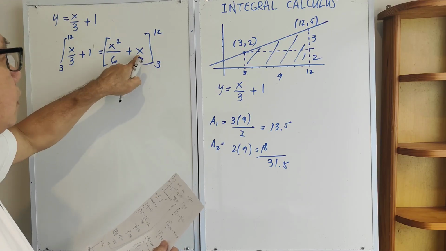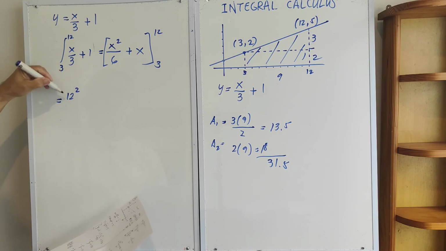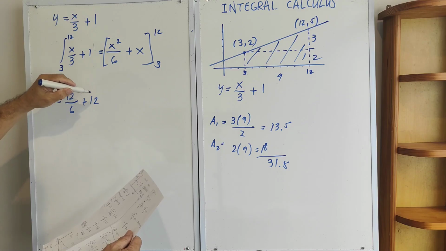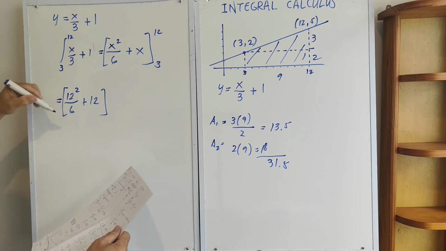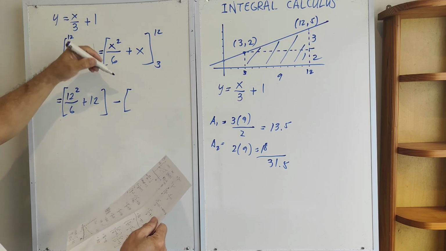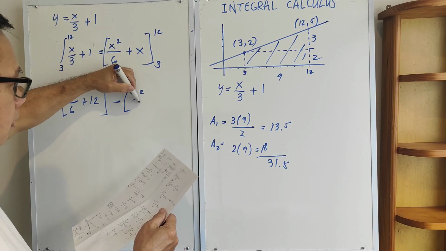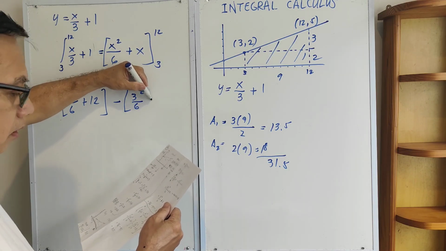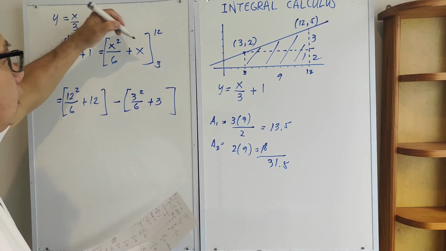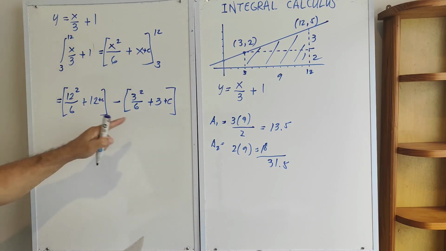First we substitute 12 for x. So that will be 12 squared over 6 plus 12, minus 3 squared over 6 plus 3. Actually, there's a plus c in here, but it will cancel out anyway.